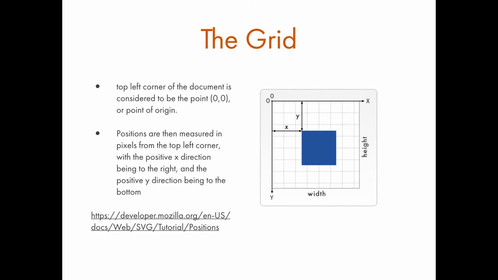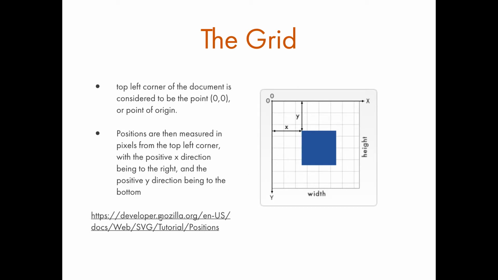When we're working with SVG, we're working with the grid. Just like Canvas, Canvas also works with the grid. It works from the top left corner of the document. Everything is placed from the top left corner. That would be the point of origin, which is 0, 0. And then the positions are measured in pixels from the top left corner in the positive X direction. So here we have X and then we have Y.